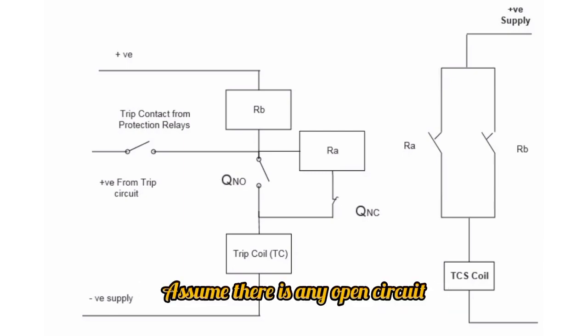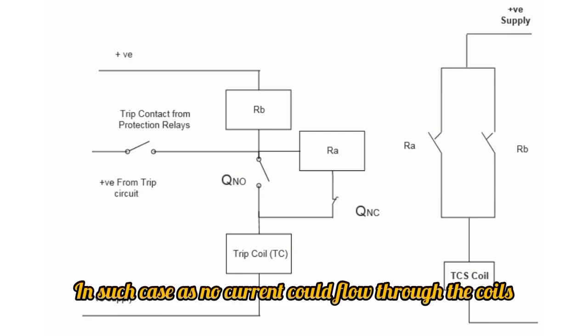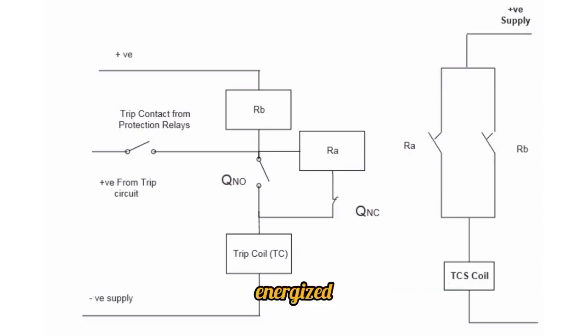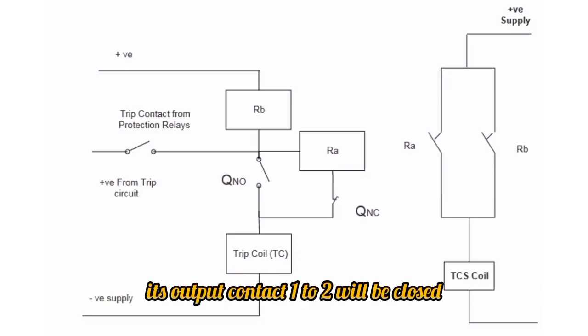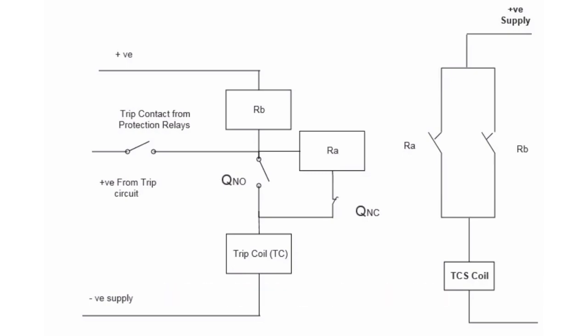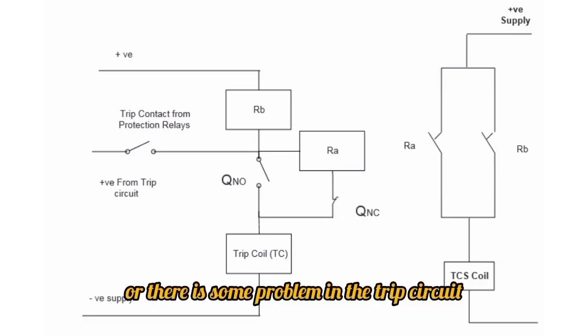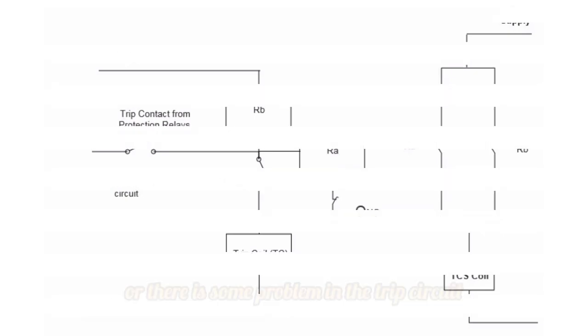Assume there is any open circuit. In such case, as no current could flow through the coils RLA and RLB, the relay TCS will not be energized. Because of this, its output contact 1 to 2 will be closed for window annunciation. This means to the operator that either DC supply has failed or there is some problem in the trip circuit.